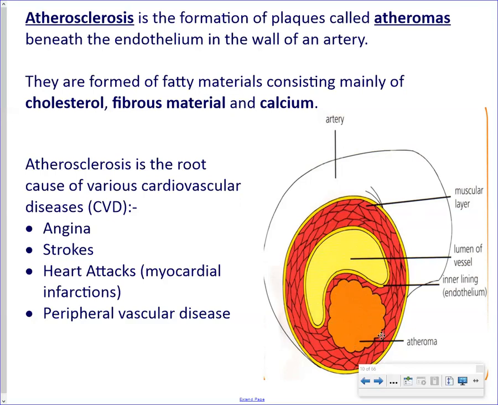And you can see that this plaque, or this atheroma, has begun to develop within the wall of the artery, underneath the lining, this endothelium. So that's where this plaque develops. And it can lead to such things as strokes, heart attacks, something called peripheral vascular disease, which we'll talk about later, and can also lead to angina.